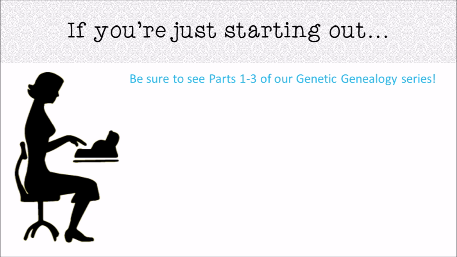So if you're just starting out and there are some concepts or resources here that you're not familiar with, be sure to check out parts 1 through 3 of our genetic genealogy series. Parts 1 and 2 talk conceptually about a lot of the science and the concepts that you need to understand to do genetic genealogy, all of the numbers, what all of the important ones mean. Check out parts 1 and 2. And part 3 talks about what gedmatch.com is and the basics of how to use it. So if you find yourself needing those, you'll find links here and in the description below.